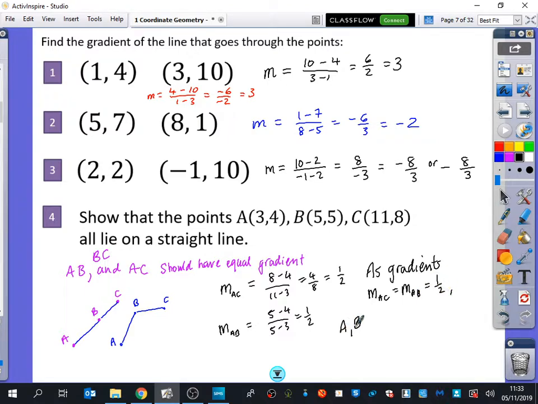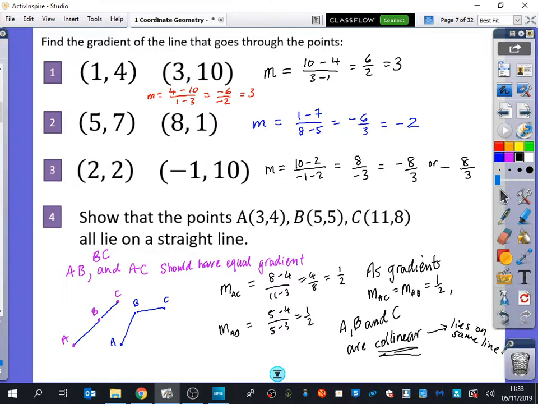A, B, and C, there's going to be a new word here, are collinear. So you should be able to tell me now what the word collinear means. Yeah, it means they lie on the same line. If we say that something is collinear, it means it lies on the same line.